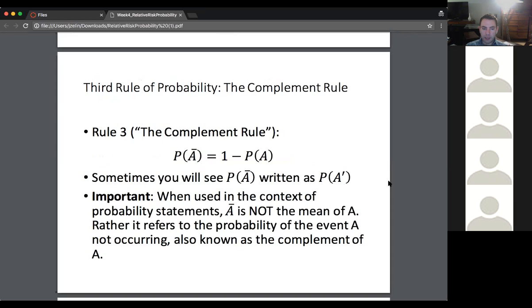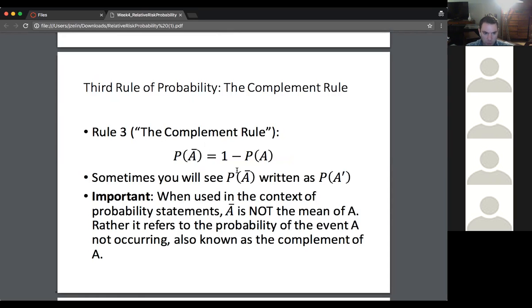And the third rule of probability is the complement rule. The complement rule says that the probability of not A, and this notation means not A because of the little line above the capital A, is equal to 1 minus the probability of A, because these are exhaustive, mutually exclusive events. You either have A occurring or A not occurring, and those sum up to 1. So if we want to know the probability of not A occurring, all we have to do is 1 minus the probability of A, and this will give us the probability of not A.